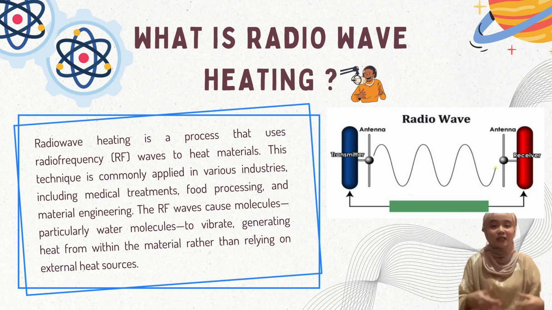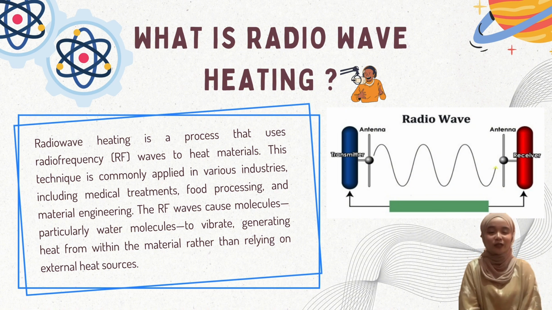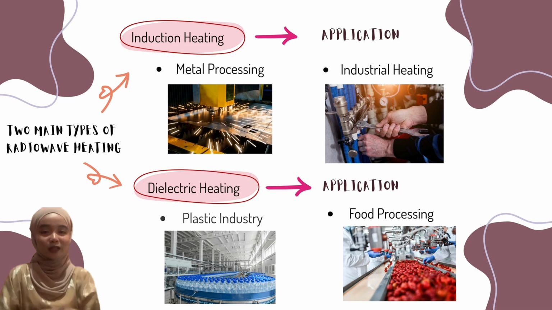So, what is radio wave heating? Radio wave heating is the process that uses radio frequency, known as RF waves, to heat material. This technique is commonly applied in various industries, including medical treatment, food processing, and material engineering. The RF causes molecules, such as water molecules, to vibrate and generate heat from within the material rather than relying on an external heat source.